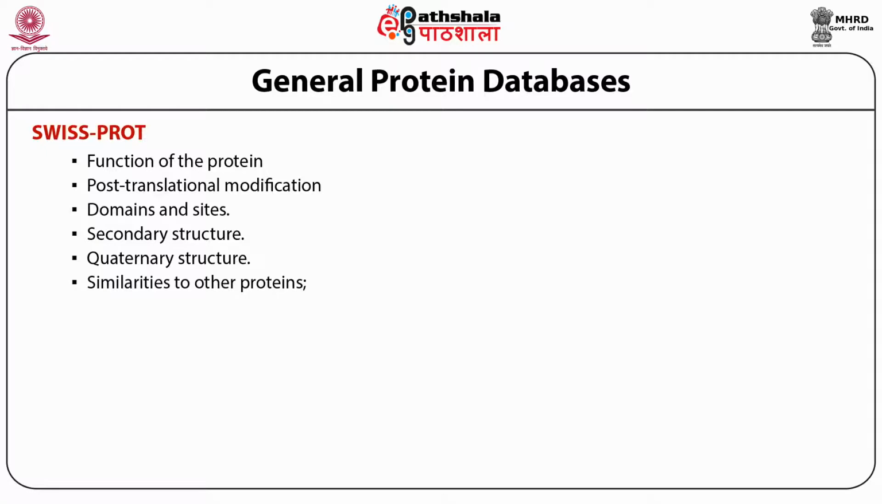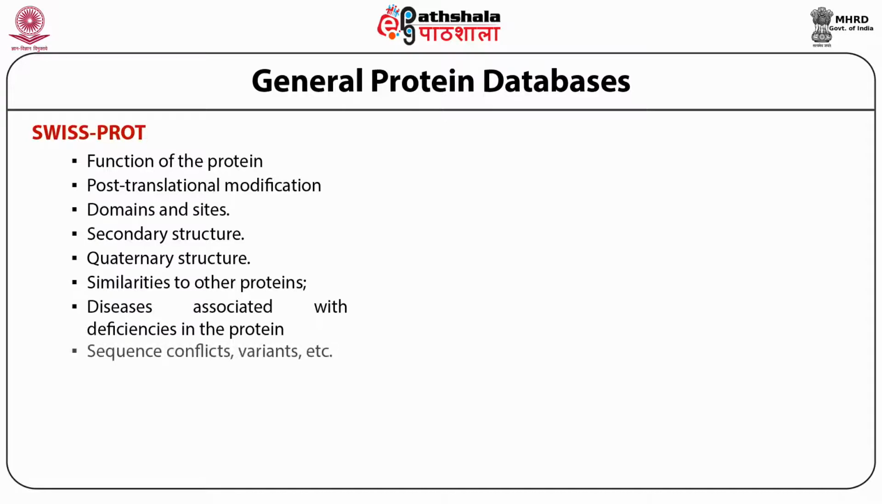Moreover, it gives an idea about similarities with other proteins. So you can easily see which other proteins are similar to that protein on the basis of sequence similarity as well as function. Then we can get information about associated diseases and deficiencies in this protein, and if there is any sequence conflict, like variants, all this information is stored in SwissProt. So it is a secondary database which annotates all the information of the protein on one platform.